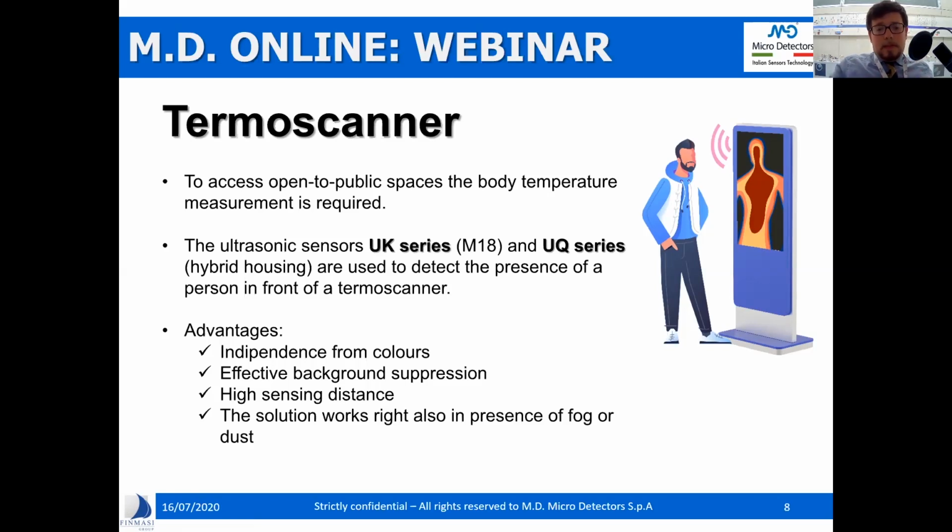And another point is that the user can stay also at 1 meter, 1.5 meters of distance from this totem. Last but not least, the ultrasonic technology is able to work externally because the solution is effective also with the presence of fog or dust.